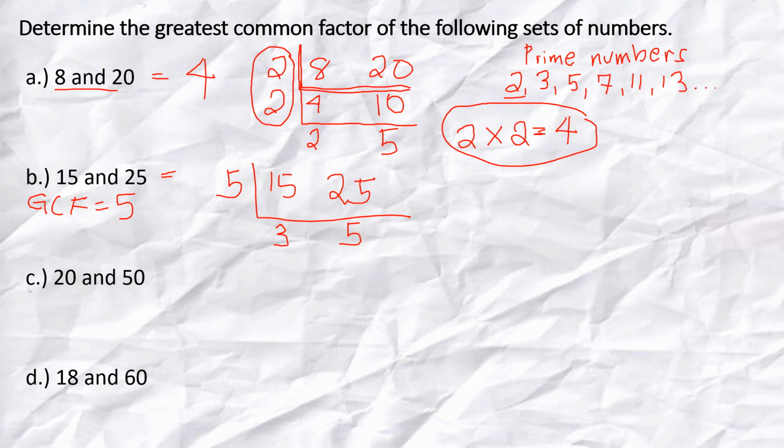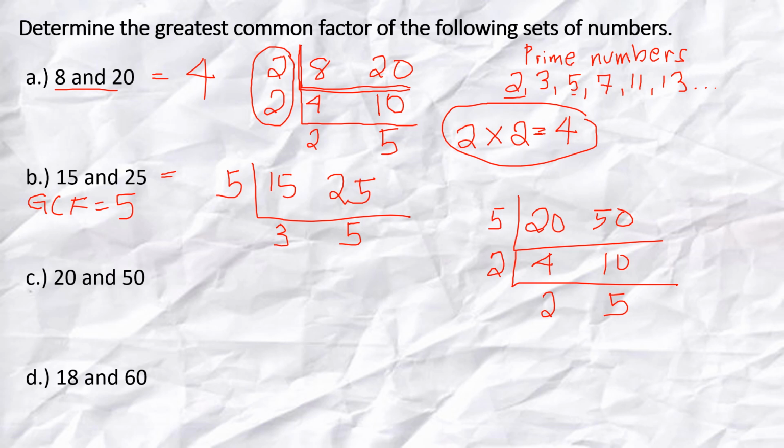Letter C, we have 20 and 50. Looking at our prime numbers here, we can use the number 5. So 20 divided by 5 is 4. Next, 50 divided by 5 is 10. We can still divide 4 and 10 by the prime number 2. 4 divided by 2 is 2. 10 divided by 2 is 5. Now, since 2 and 5 don't have any common factor anymore, we can now multiply the divisors that we used here, which are 5 and 2. So 5 times 2 is equal to 10. So our GCF here is 10.